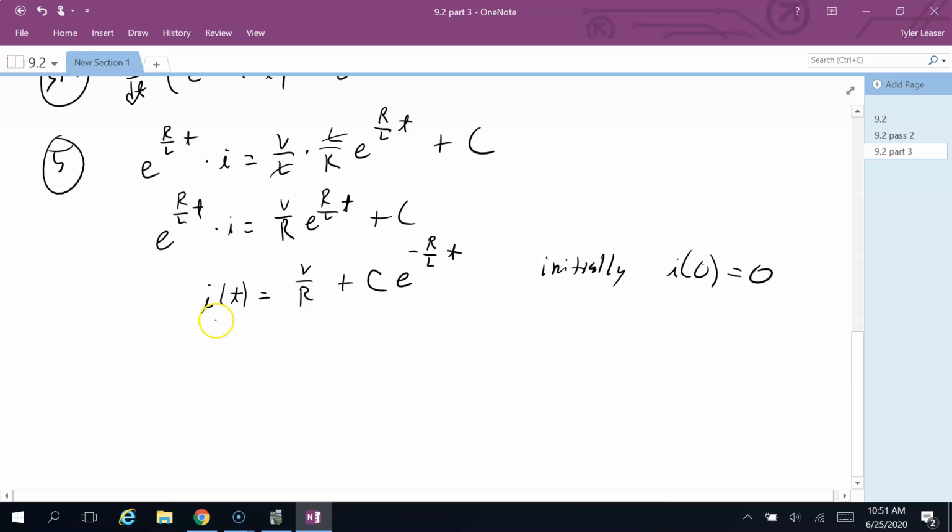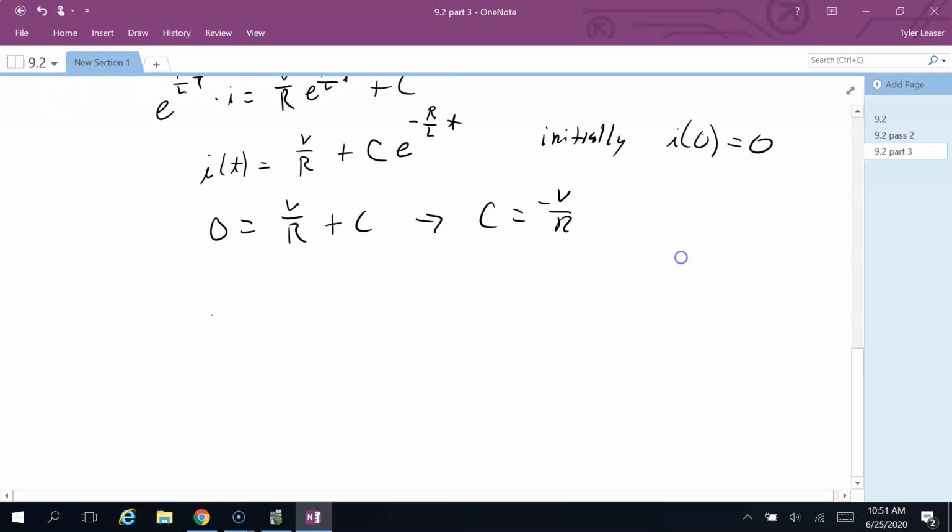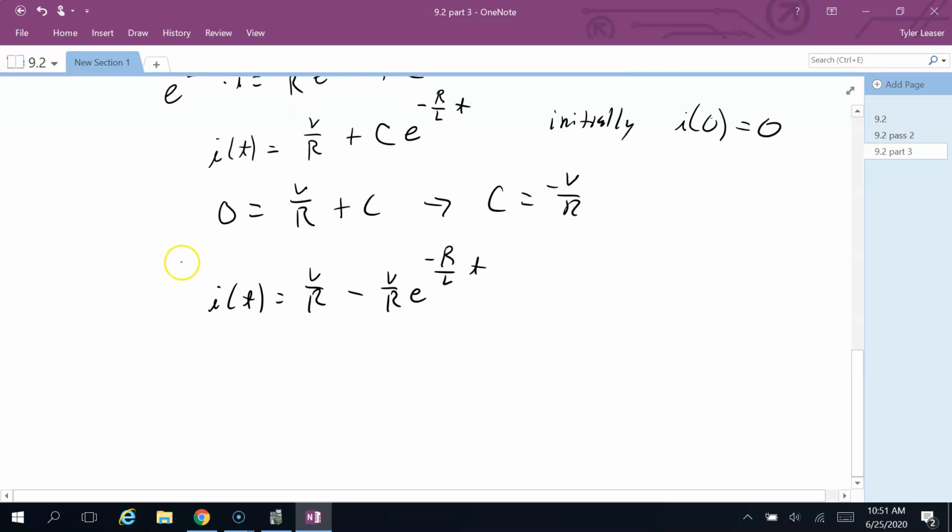All right, so if I plug this in, initially my i is 0. I still have this constant V over R plus C. This is going to be e to the 0, so just 1. In other words, I get C is negative V over R. Okay, so i of t is V over R minus V over R e to the negative R over L t. Good. This you may need for a homework question, so make sure you have this written down.